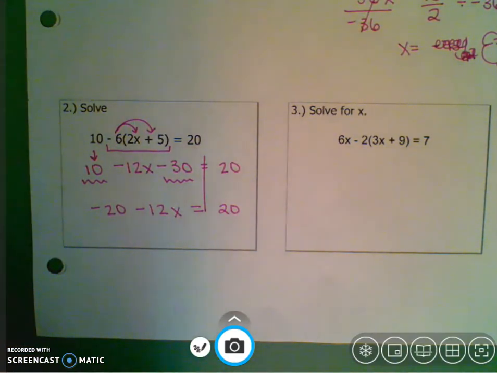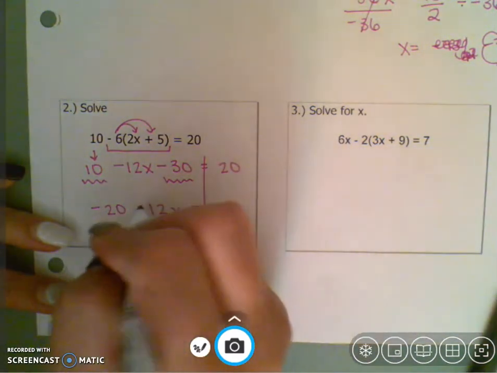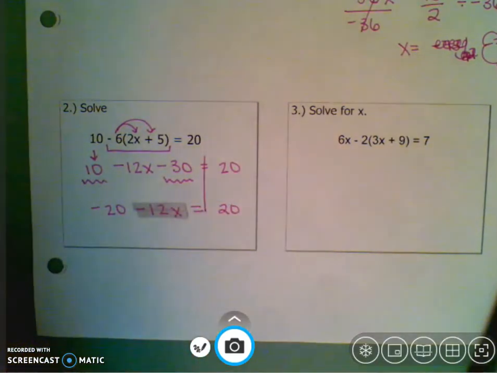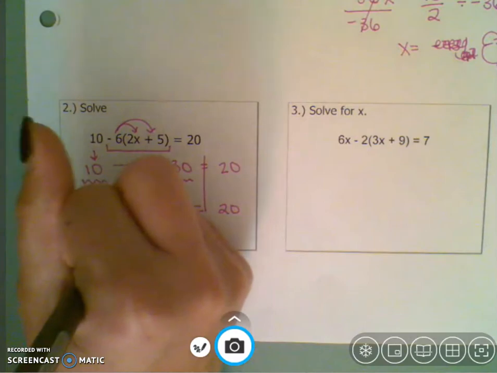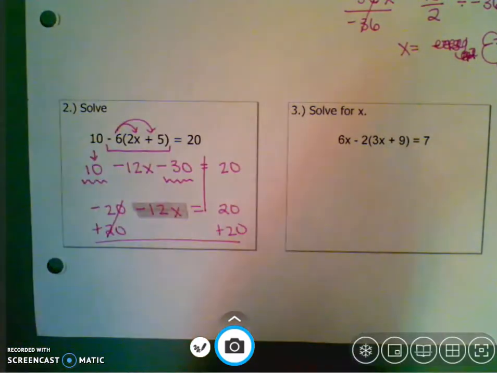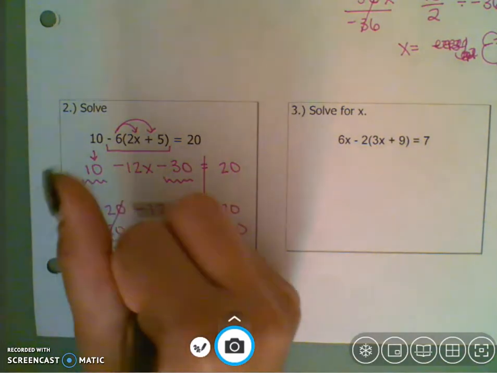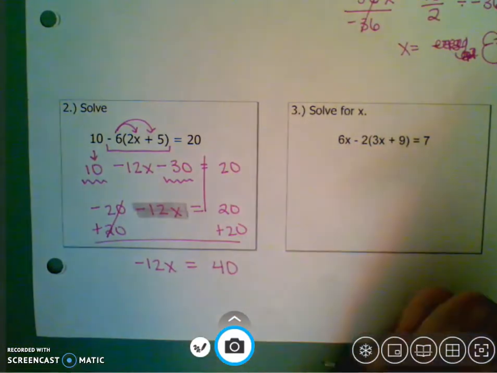Now the whole point is you're still solving for x. So here's the x I need. That's what I need to get by itself. So I have to move this -20 over by addition. Then I'm left with -12x equals 40. Careful adding these together.